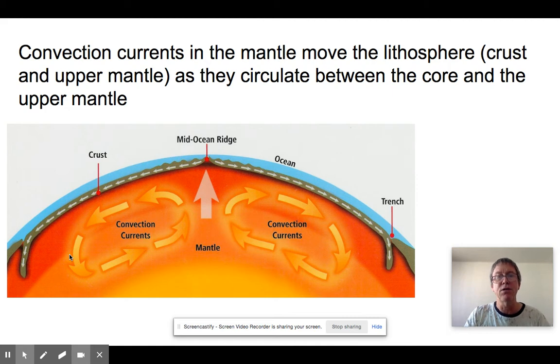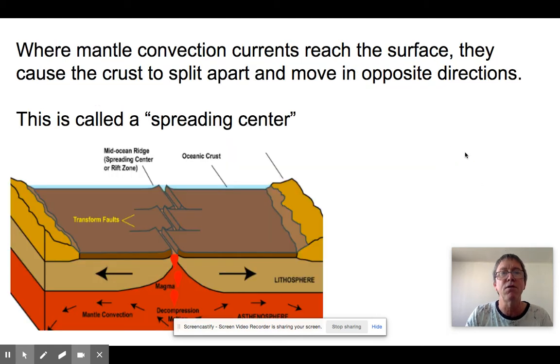These convection cells, it turns out, drag the crust of the Earth with them. So as these convection currents in the mantle move across the top of their path, they drag the lithosphere with them and cause it to be set in motion, albeit slowly. But that's what changes the arrangement of the continents at the surface of the Earth. So let's just dive into this a little bit.